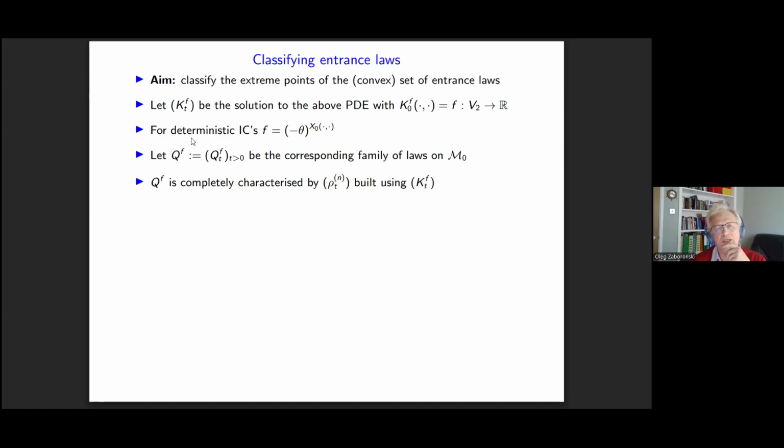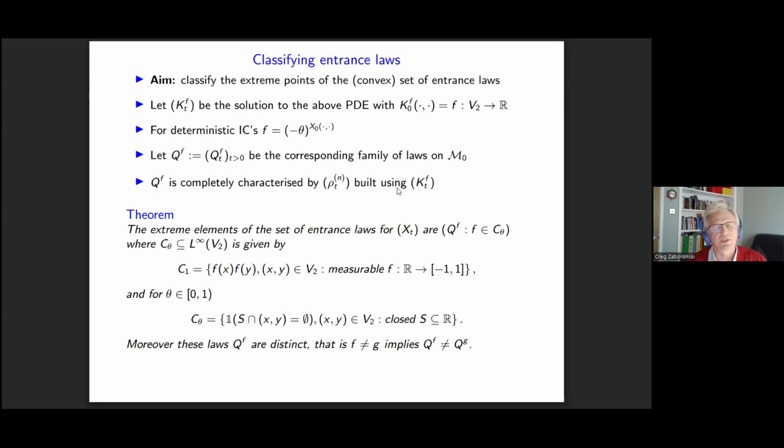And of course, we know how to characterize Q^f at every fixed moment of time. We take the solution to our two-dimensional PDE, and out of it, by differentiating, building a 2x2 matrix, taking its Pfaffian, we can calculate all the intensities, and they completely characterize the law of a Pfaffian process.